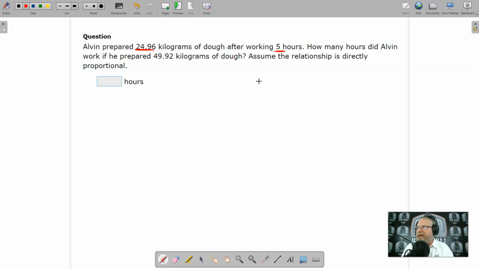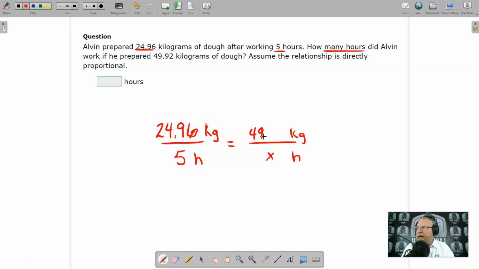Final question. Alvin prepared 24.96 kilograms of dough after working 5 hours. So there's our information for our first ratio, 24.96 kilograms for 5 hours. Let's set that equal to another ratio of kilograms over hours. How many hours, so we know hours is the unknown, did Alvin work if he prepared 49.92 kilograms? There's our information that we need there.